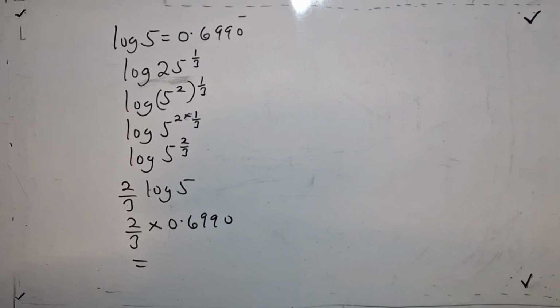0.6990, with the help of our calculator, 2 on 3 times 0.6990, we are going to get 0.4660, and to leave it in 2 decimal places, I'll get 0.47. Since this is a rational number, this is our final answer in terms of this. So we are taking the next question.